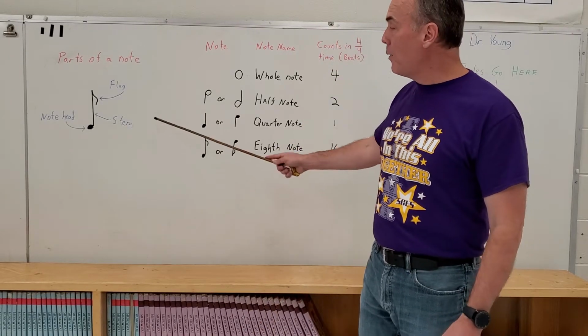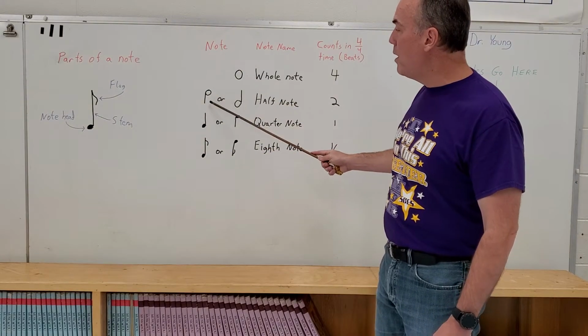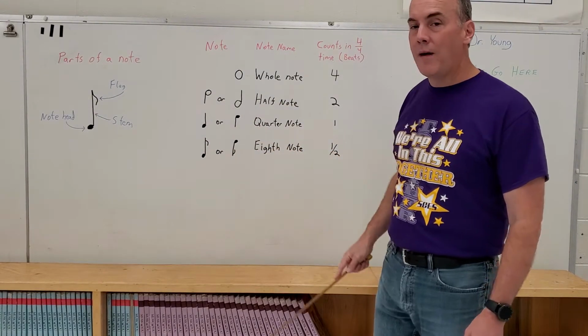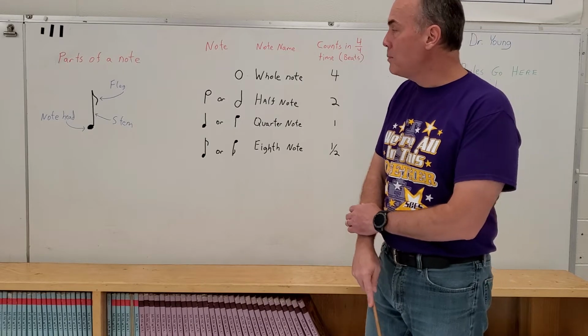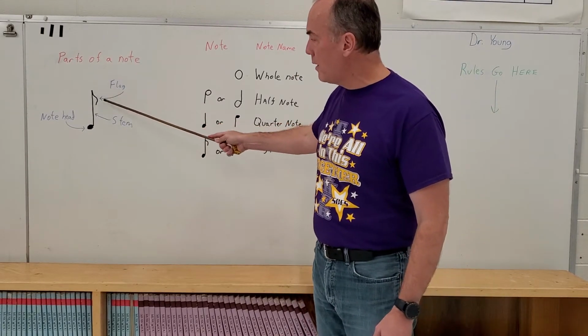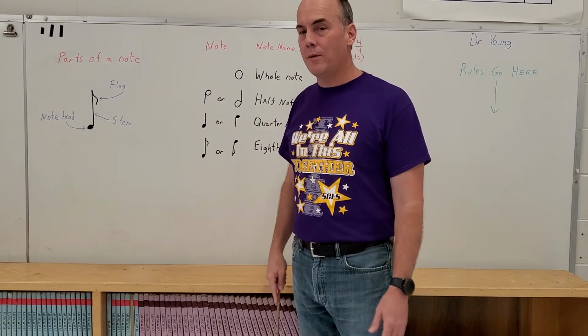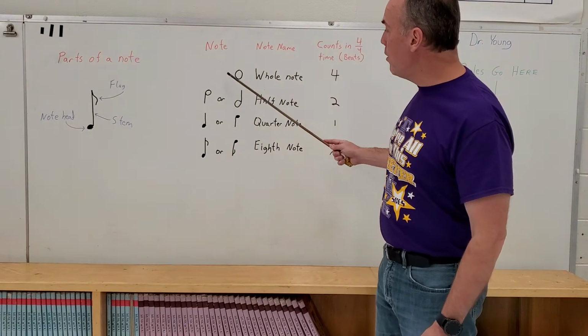The second part that we have is called the stem. Now remember, not every note has a stem, but a lot of them do, okay? Then the last part is the flag. The flag is this little thing that curls down and hangs down like a flag when there's not a lot of wind. That's why we call it a flag. Not every note has a flag.